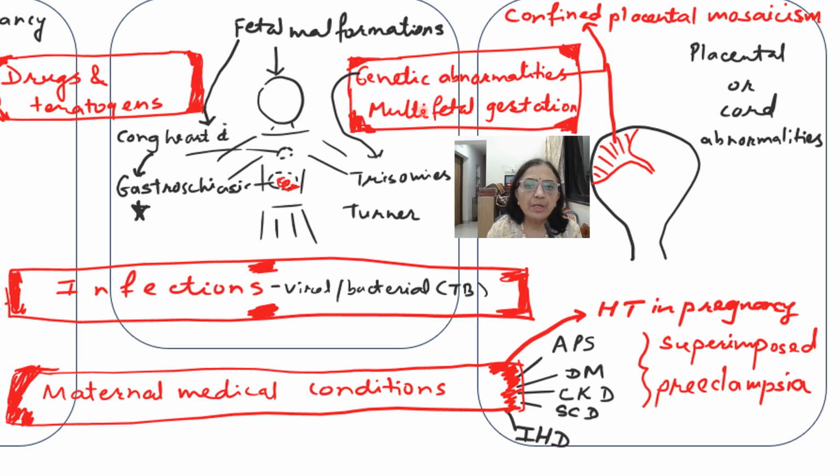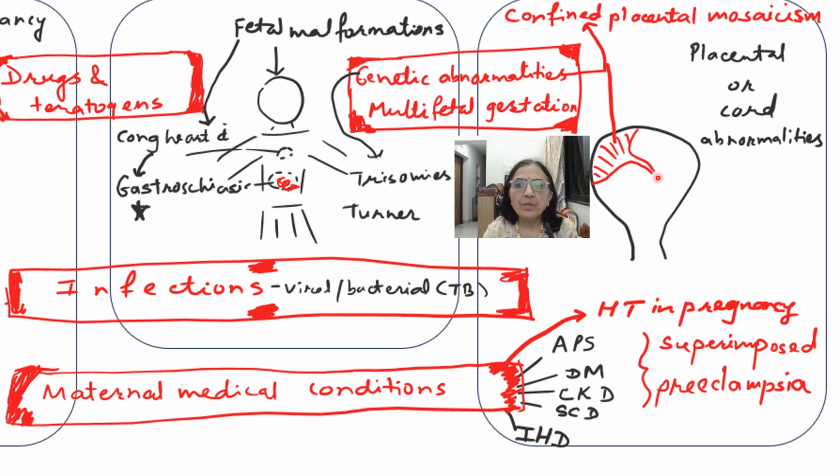Genetic abnormalities and multifetal gestation affect both, whereas only fetal causes or risk factors are malformations and congenital genetic abnormalities such as trisomies and Turner syndrome. Infections will affect mother, fetus as well as placenta: viral infection, bacterial infection, especially tuberculosis.